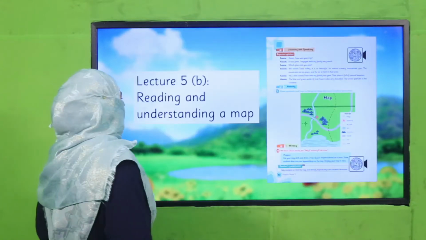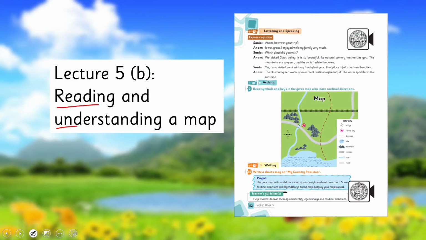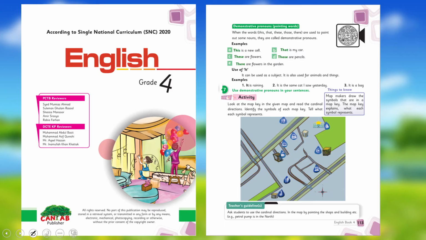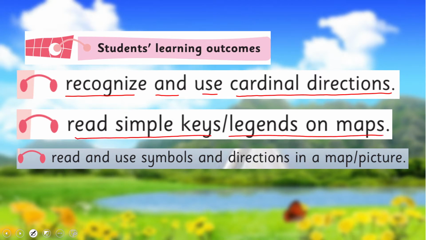Yes, my dear children. Today we are going to read and understand a map. Before this, in English for grade 4, I have taught you how to read a map, what the cardinal directions are, and what symbols and map keys are. I hope you remember. If not, you may watch this video lecture again. We are going to learn further to recognize and use cardinal directions, read simple keys or legends on maps, and read and use symbols and directions in a map or a picture.